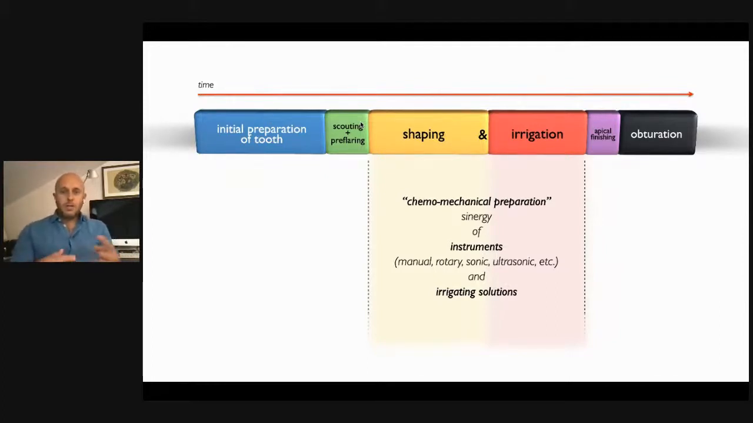endodontic space, because the chemiomechanical preparation is made by the synergy of instruments, files, each kind of instrument we can use, rotary, reciprocating, vibrating, ultrasonic, and by the activity of irrigating solution.